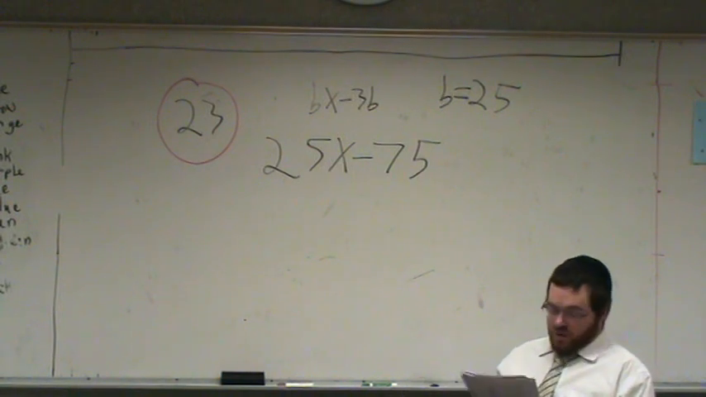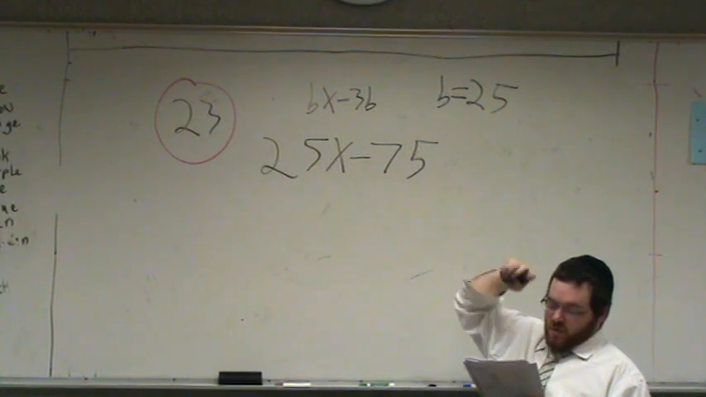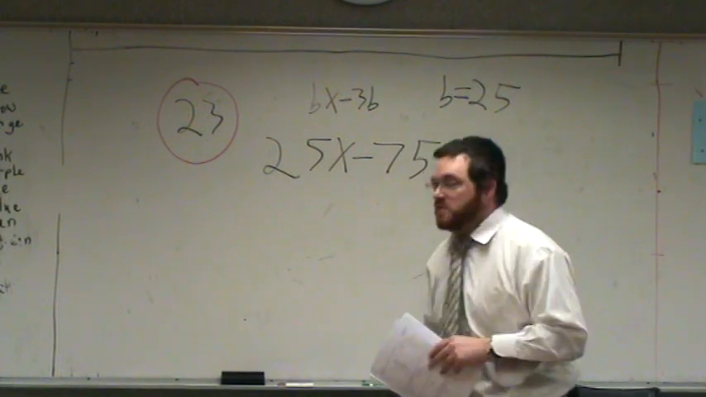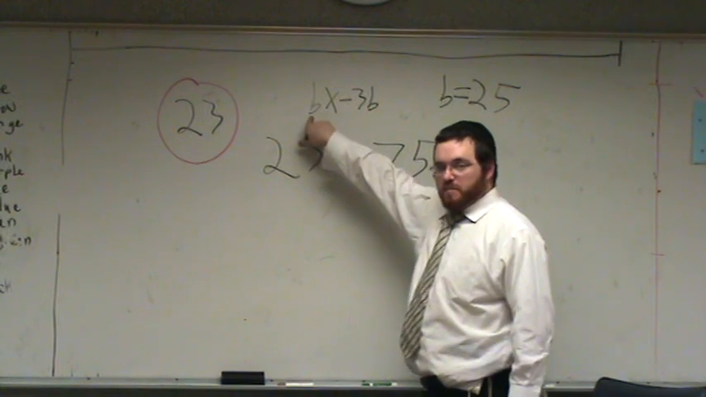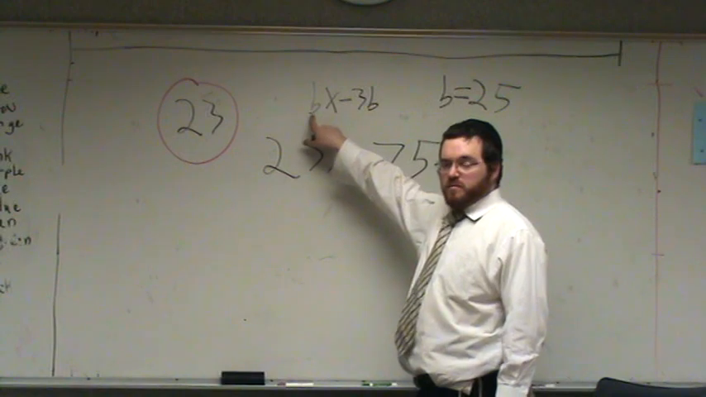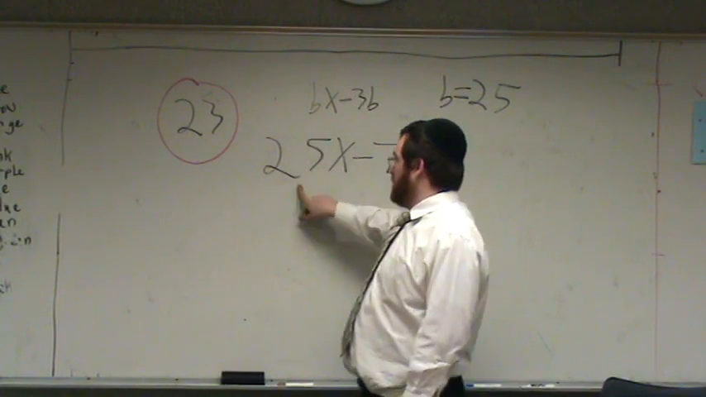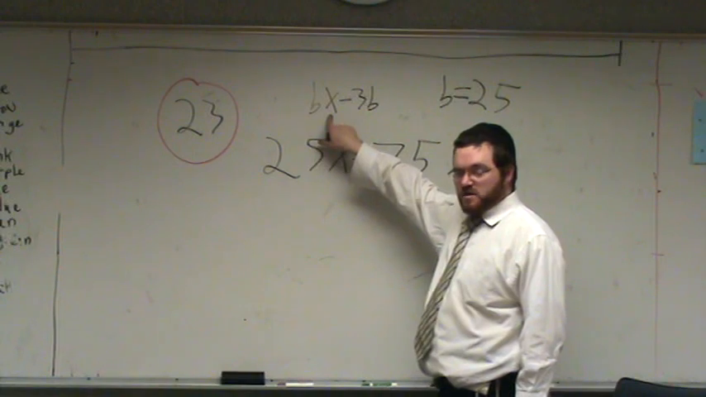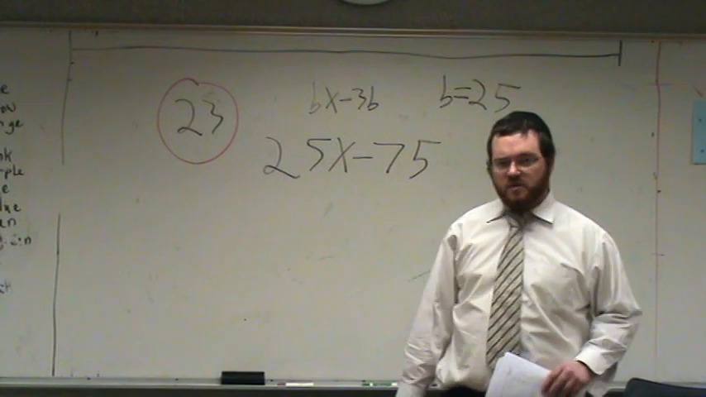Question 23. Mr. Turner bought X amount of pencils. Each box contains 25 pencils. So he bought X amount of boxes. So B will represent boxes. Boxes times the amount of boxes he bought. That means B will represent one box, which is 25 pencils, times the amount of boxes he bought, X, will equal the total amount of pencils he bought.